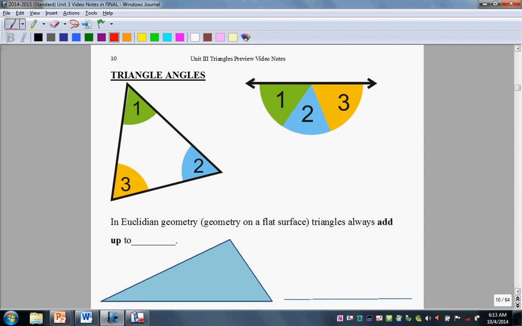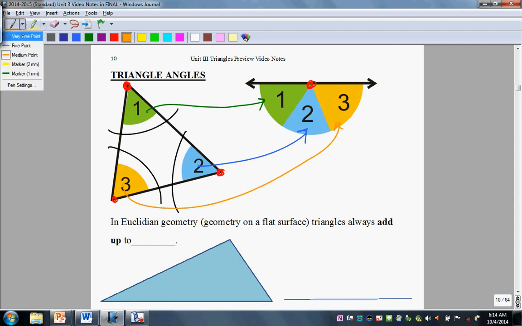The first most basic concept: notice here's a triangle with angles 1, 2, and 3. If we were to slice these corners off and rotate them around with the vertexes as the hinge right there, slice 1 off, we're going to put it there. Slice 2 off, rotate it around like a cookie slice, and slice 3 off.